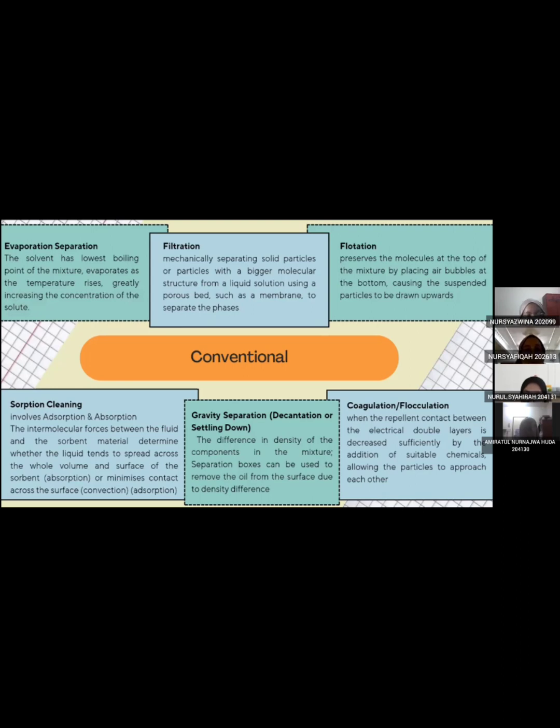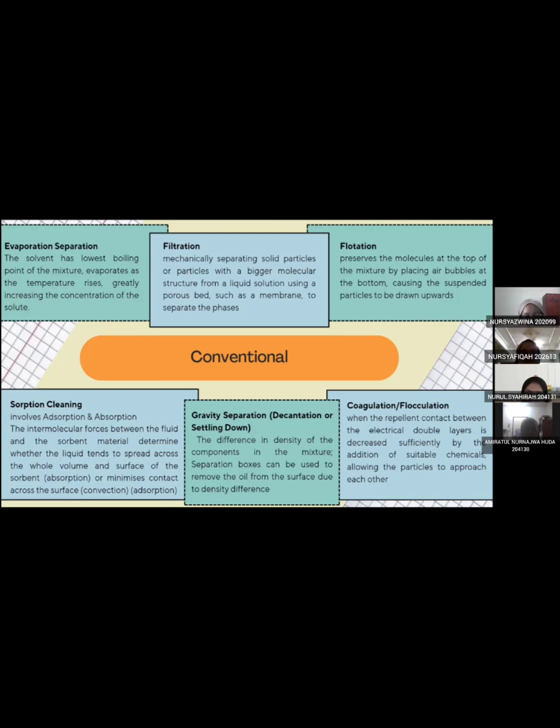For the sorption cleaning, it involves the adsorption and absorption. The intermolecular forces between the fluid and the sorbent material determine whether the liquid tends to spread across the whole volume and surface of the sorbent, which absorbs or minimizes contact across the surface, which convection and absorption.